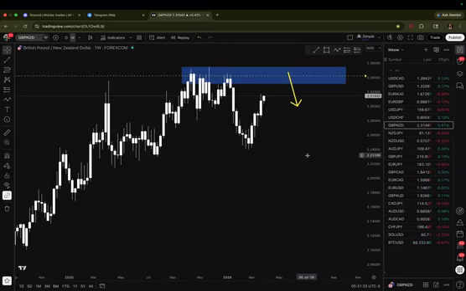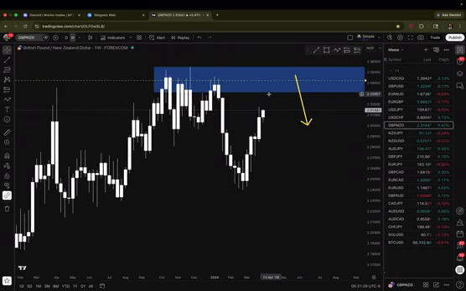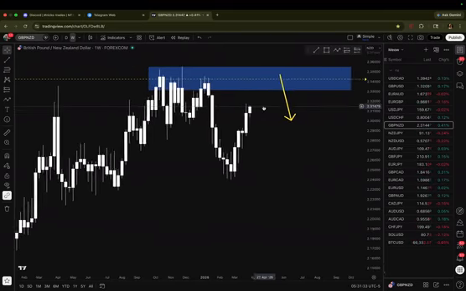GBP NZD, this is one of the last ones. Very simple. This could take a week or two, maybe even a month to set up. And that's if it even sets up at all. But I'm looking to sell when it gets into the resistance zone.